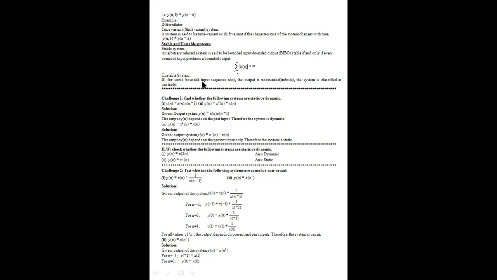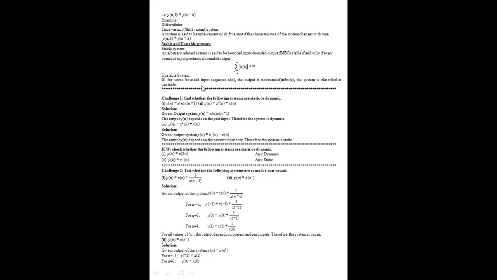Okay. And the final classification we'll talk about is stable and unstable systems. We know the condition of BIBO, that is bounded input and bounded output stable. So what is defined as BIBO stability? An arbitrary relaxed system is said to be bounded input, bounded output stable if and only if every bounded input produces a bounded output. So summation n from minus infinity to infinity of the magnitude of h of n should be less than infinity. For an unstable system, for a bounded input sequence x of n, the output is unbounded. The system is classified as unstable.